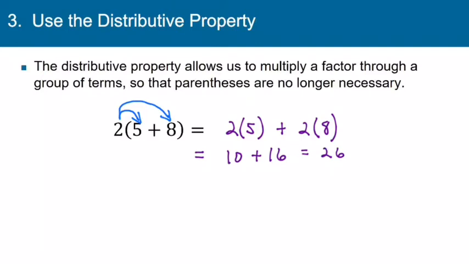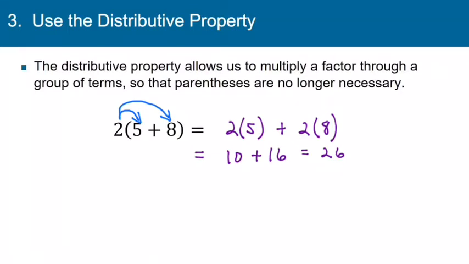Now, if you think about it, that's the same answer we would have gotten if we had worked the inside of the parentheses first and then multiplied 2 times our total here. We would have 5 plus 8, which is 13, and then 2 times 13 would be 26. So we get the same result either way.